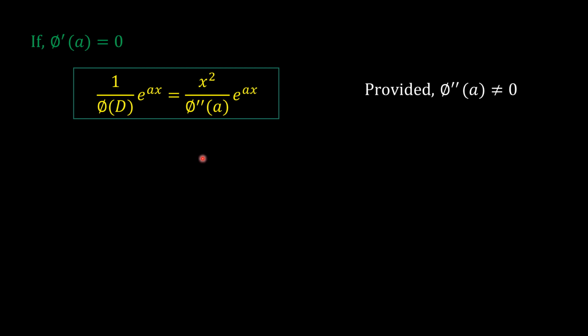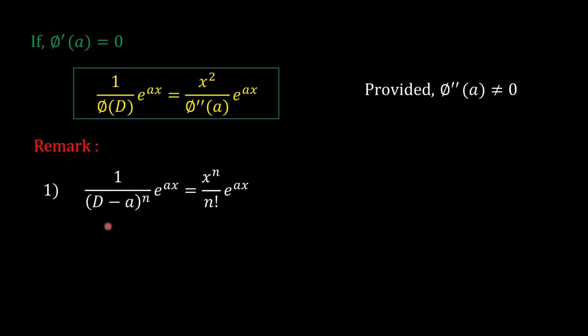So from these cases, now we are going to write down a few remarks. So see the remark. First, if our phi of d is of the type d minus a raised to n and the function is e raised to ax, then using previous cases we will be getting it as x raised to n divided by n factorial into e raised to ax.